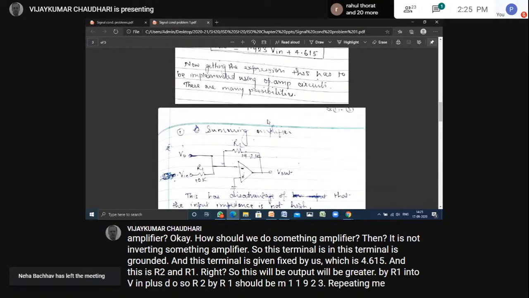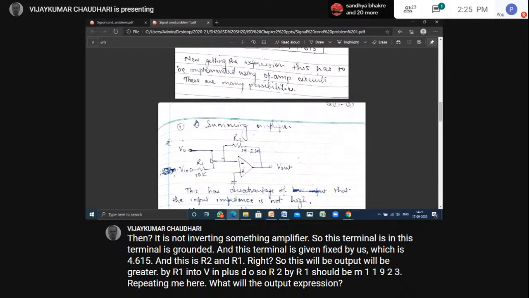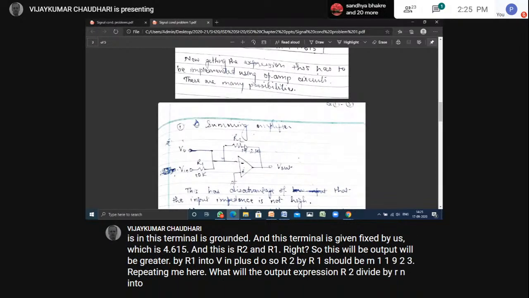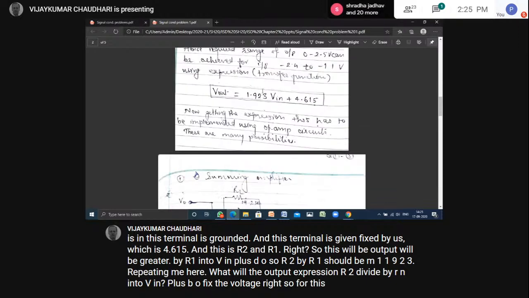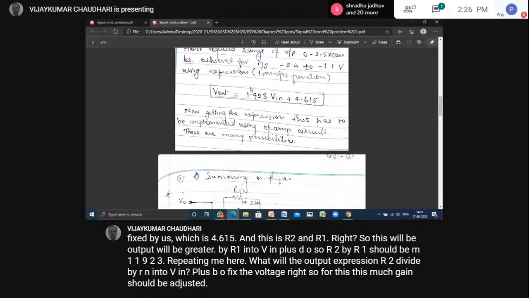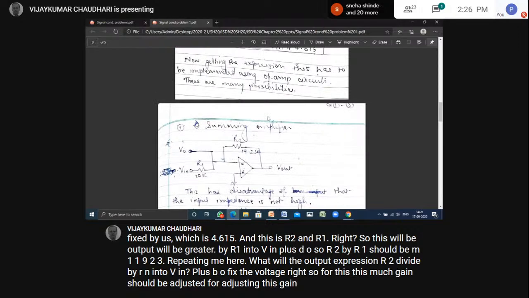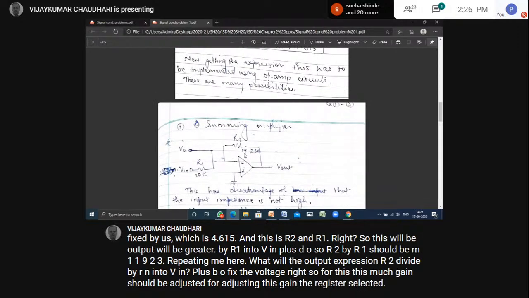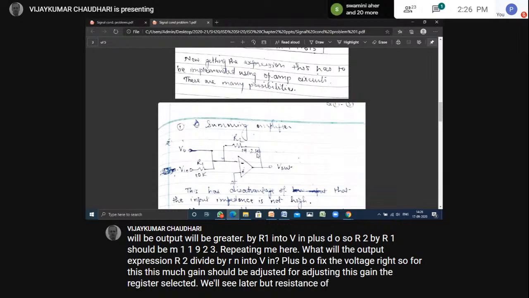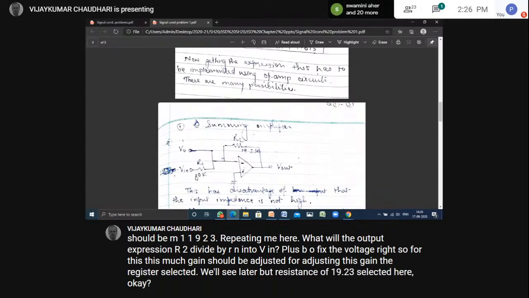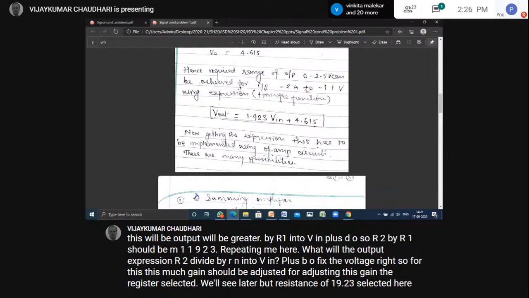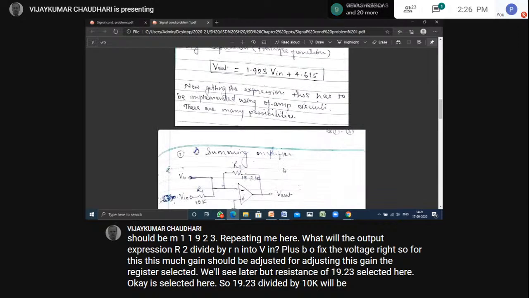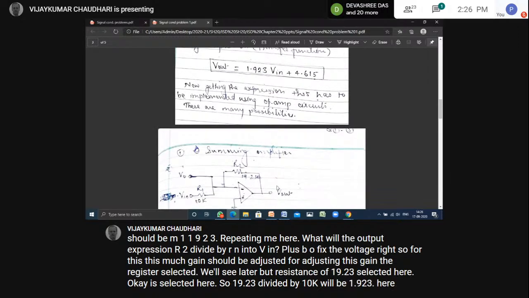Here, what will be the output expression? R2 divided by R1 into Vin plus V0, the fixed voltage, right? So for this much, the gain should be adjusted. For adjusting this gain, the resistor selected, that we will see later, is 19.23 K, and R1 is selected at 10K. So 19.23 divided by 10K will be 1.923, and here V0 is directly going, right?